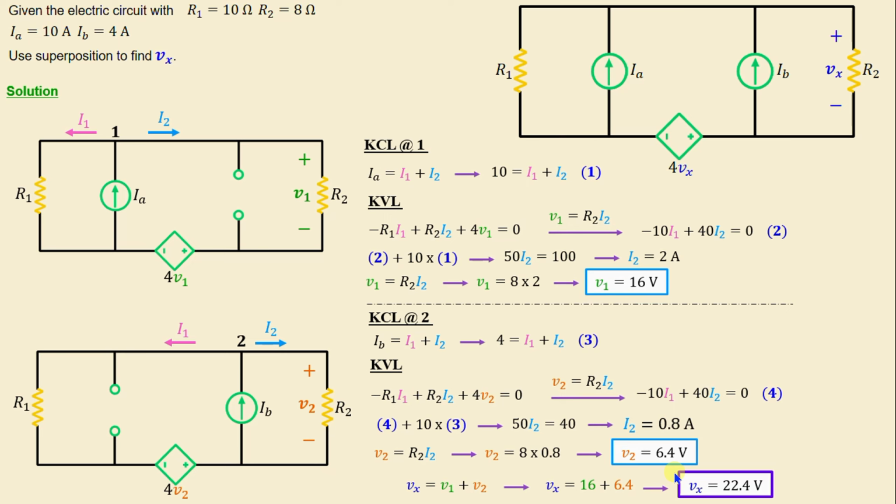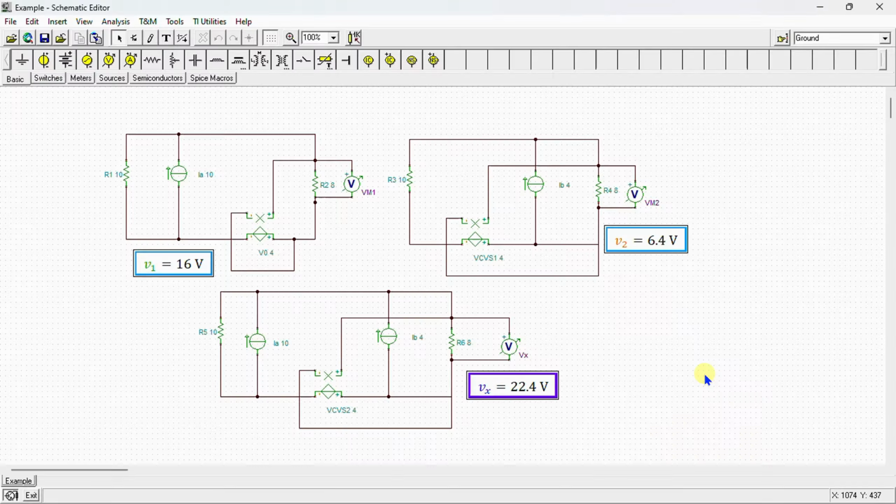Now let's proceed to the SPICE environment. Here is our network drawn in the SPICE simulator. We can see here the first network with only the independent source IA active, the second network with only the independent source IB active, and this is the complete network. Let's move on to analysis.